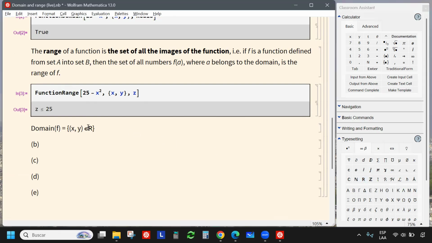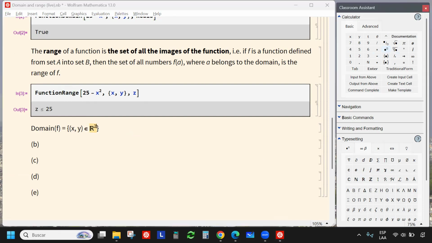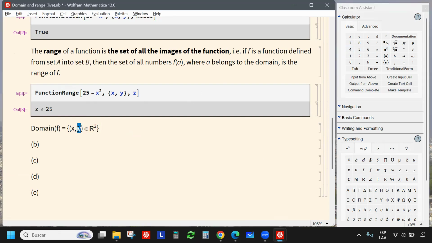It is not reals, but R squared. Okay, this is the domain. As the domain is unrestricted, it is made of all pairs x and y belonging to R squared. Finally, I will write the variables in italic.